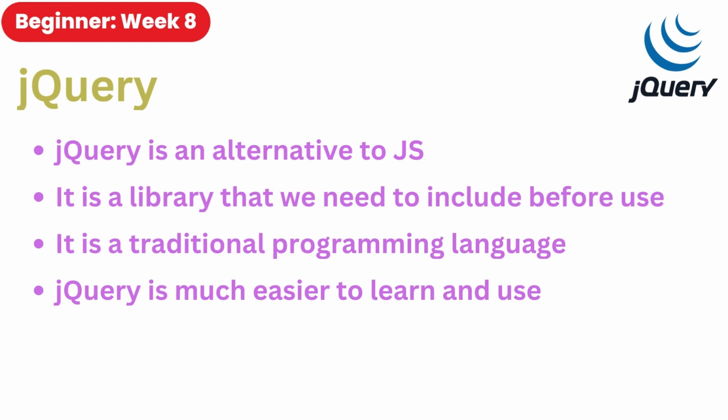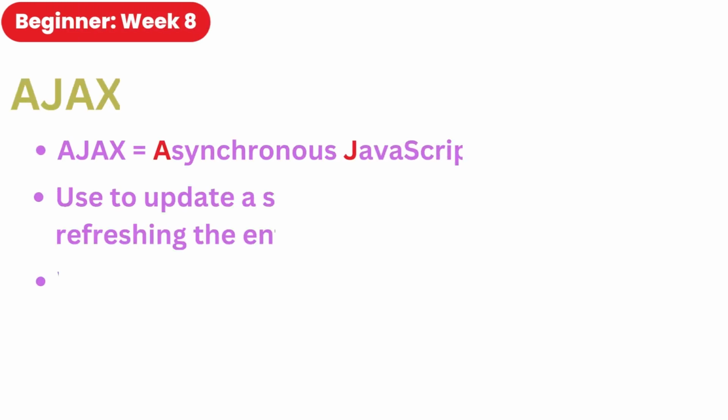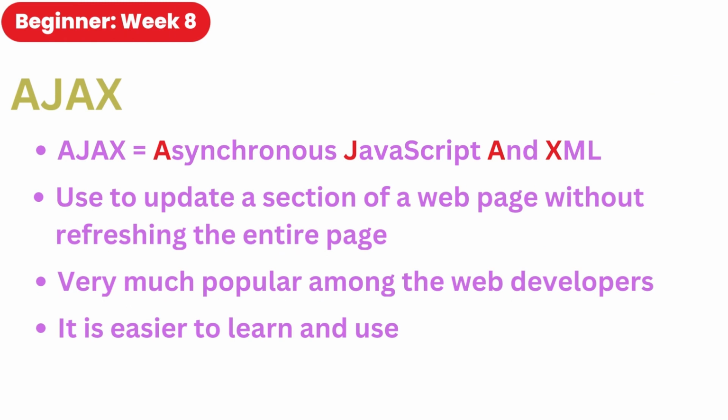jQuery minimizes the number of lines of code compared to JavaScript. Also, it can do many things in much easier ways, such as event handling, error handling, and others. AJAX is a technology that can be used with jQuery easily.